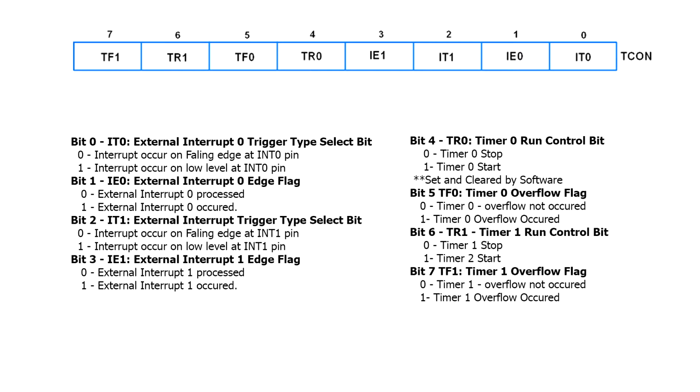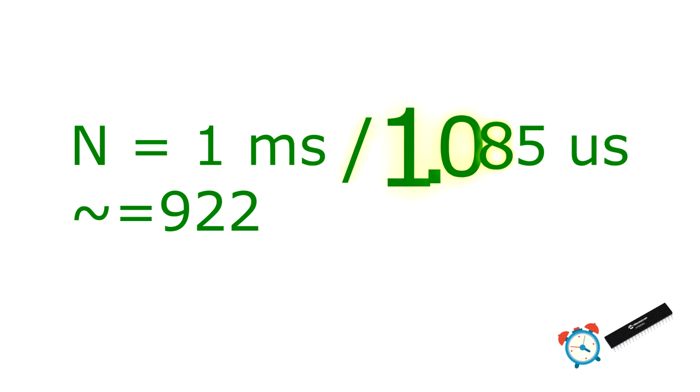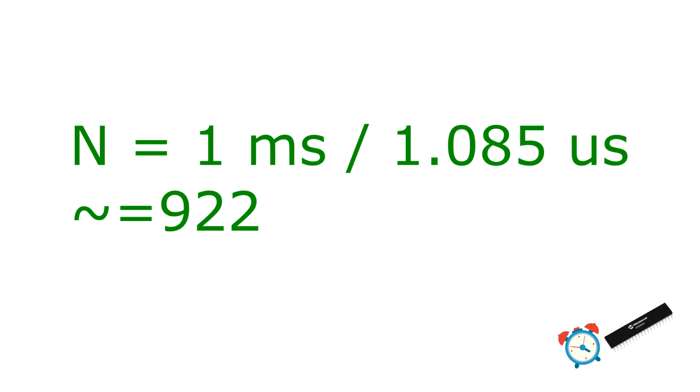For example, we want to create a 1 millisecond delay using timer 0, mode 1, 16-bit timer mode. In order to do this, we have to do some calculations. First, we divide our desired time by our input clock. In our case, we divide 1 millisecond by 1.085 microseconds, giving us roughly 922.